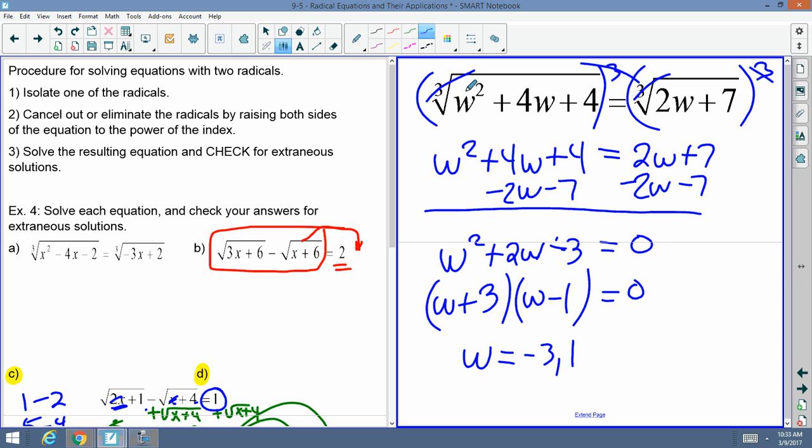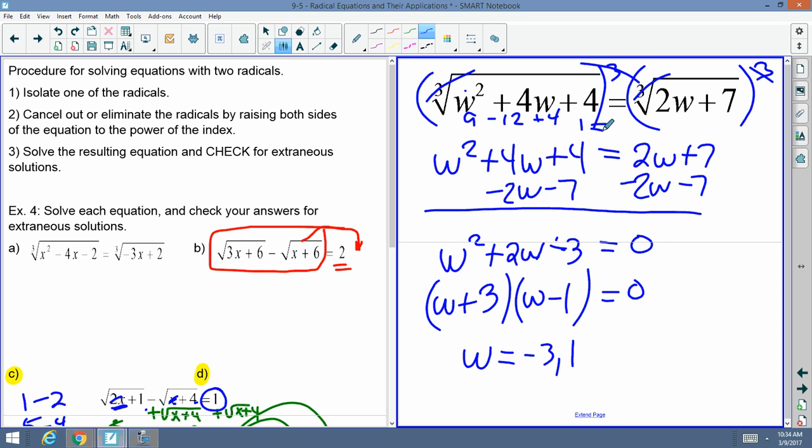What's negative 3 squared? 9, okay. Minus 12 plus 4. What's 9 minus 12? Negative 3 plus 4 is? What's the square root of 1? Okay, so we have 1.